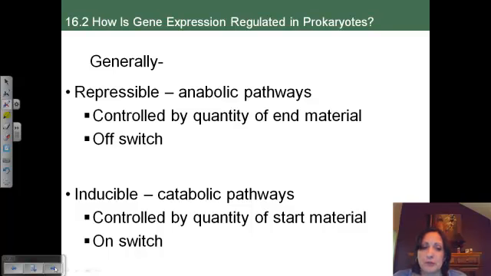Then there are inducible pathways, and this is a catabolic pathway where you're breaking something down. Clearly, if you don't have that substance to break down, you don't need that pathway to go. So that pathway is controlled by how much starting material there is. If there's starting material around, then it's the on switch. And then again, you can have this on switch at high volume or at a lower volume, depending on those activator proteins. I hope that helps you understand gene expression in viruses and prokaryotes. In eukaryotes, it's a much more complex system, and that's next lecture.